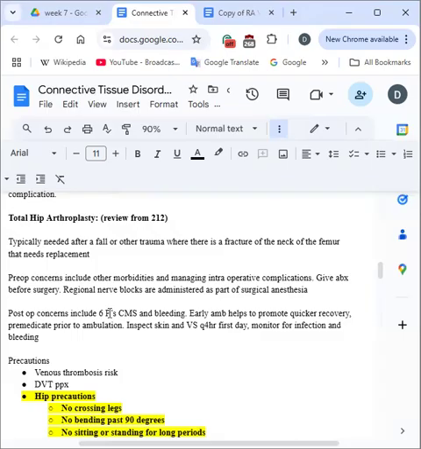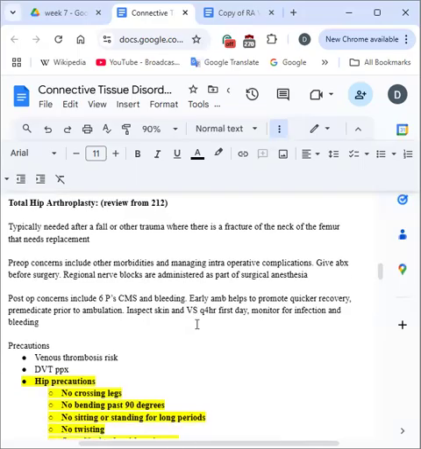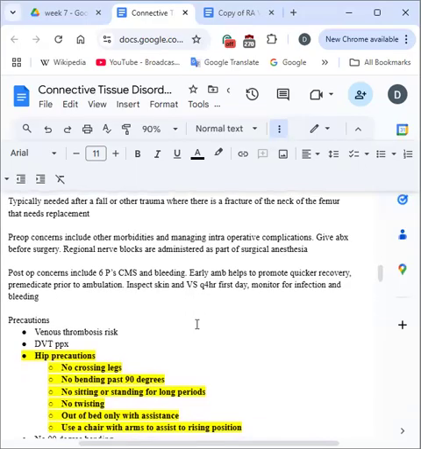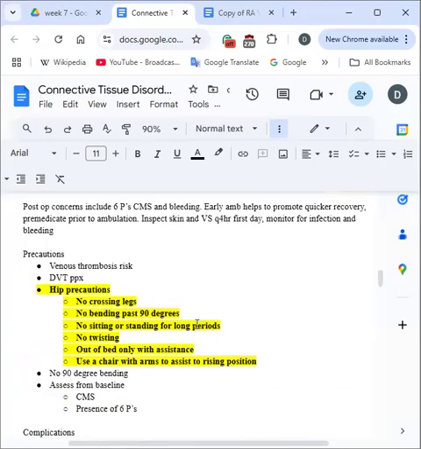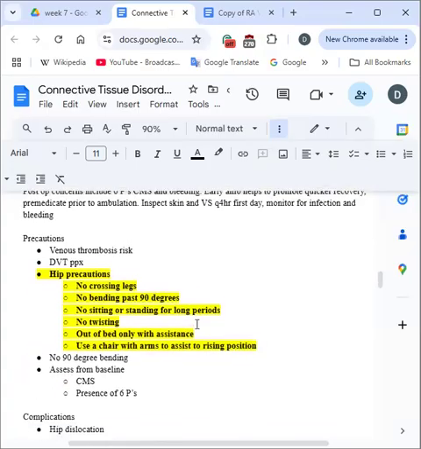How is their circulation? Are they able to move? How is their sensation? Do they have the pulse? Are they having the pins and needles feeling? Do they have breakthrough pain where the pain medication doesn't hit? Are they swollen, overly swollen on one side? So you always compare right versus left. Key things would be to make sure you check the skin, vital signs, CMS, early ambulation, and assess for infection and bleeding because it's a surgery.